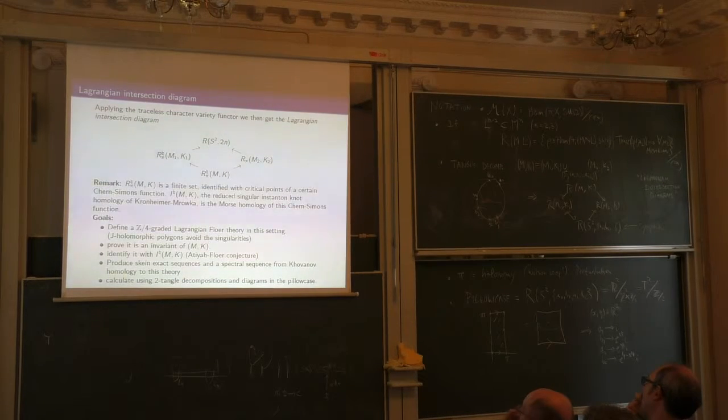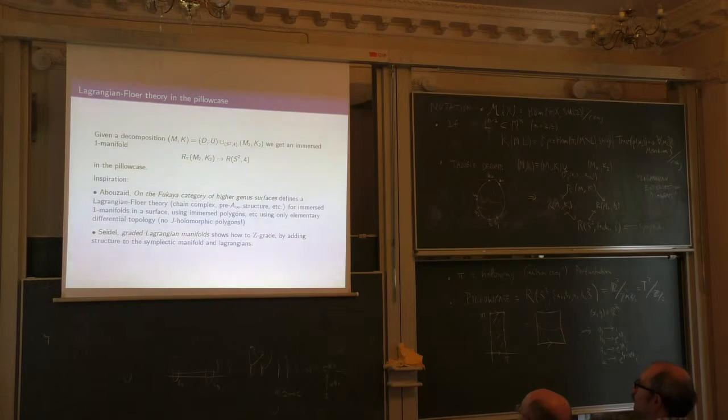The goal is to define a Z4-graded Lagrangian Floer theory, that is to say, define a chain complex whose generators are the intersection of this universal figure-8 curve with whatever the green curves I get from my knot. Prove it's an invariant of the manifold, and maybe long-term show that it's related to instanton homology. This would be a version of some collection of problems called the Atiyah-Floer conjecture. And then prove some skein exact sequences, and maybe I will eventually skip to this to show you that there is an actual connection to topological quantum field theory. And then calculate, and of course the calculations are a lot of fun.